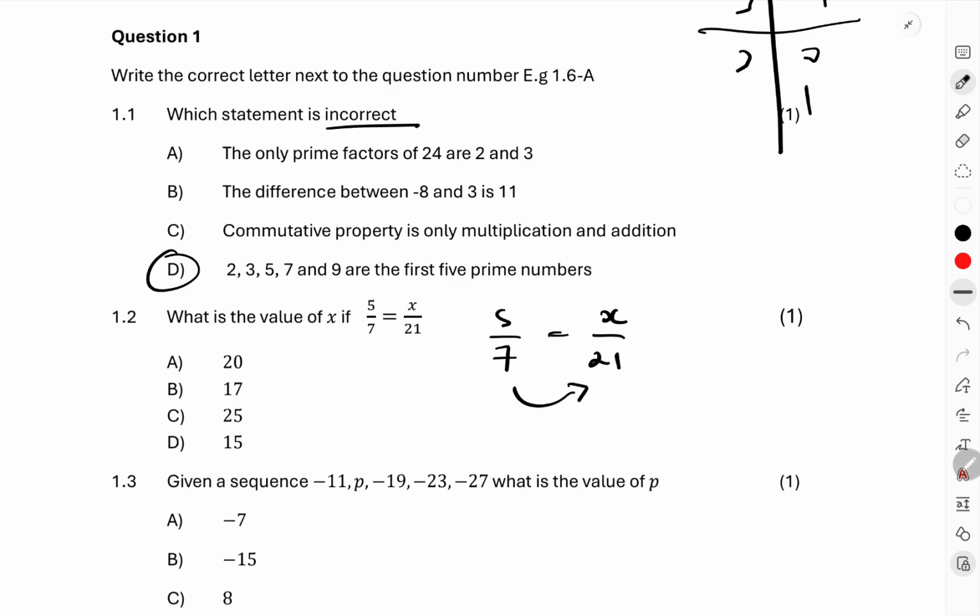Let us look. From 7 to 21, what happened? We multiplied by 3: 7, 14, 21, right? It means from 5 to x, I should also multiply by 3. Therefore, I'm going to have 5 times 3. The value of x becomes 15. Therefore, if we are looking at equivalent fractions, the value of x is going to become 15. Therefore, the correct option for 1.2 is going to become D.